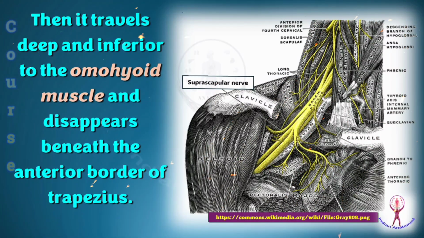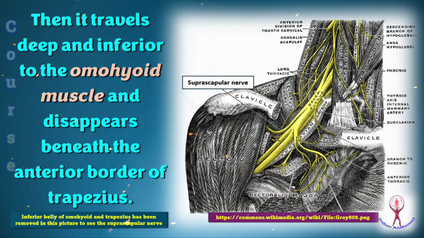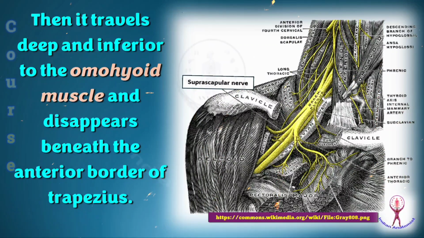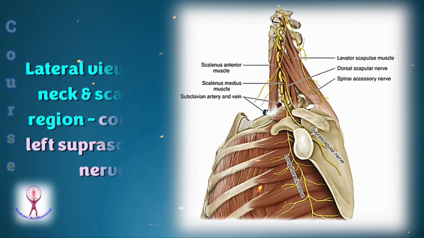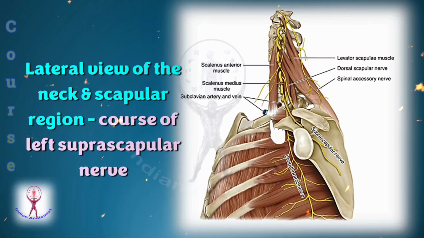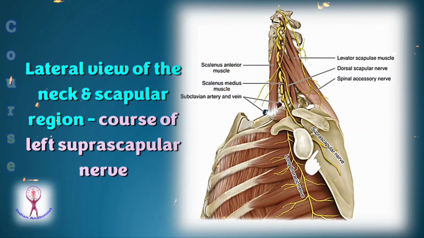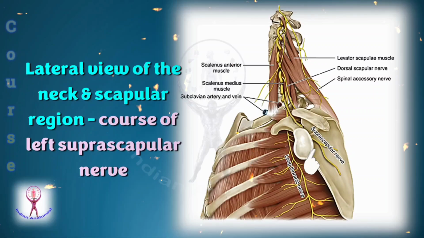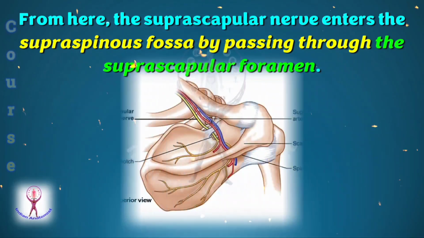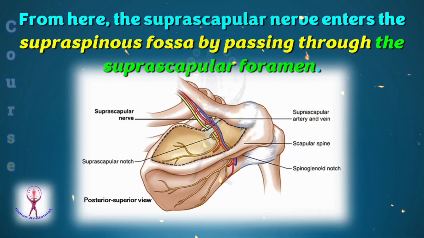Then, it travels deep and inferior to the inferior belly of omohyoid muscle and disappears beneath the anterior border of the trapezius muscle. For your convenience, the illustration shows the lateral view of neck and scapular region. Please see the descent of suprascapular nerve from the upper trunk of brachial plexus. From here, the suprascapular nerve enters the supraspinous fossa of scapula by passing through the suprascapular foramen.